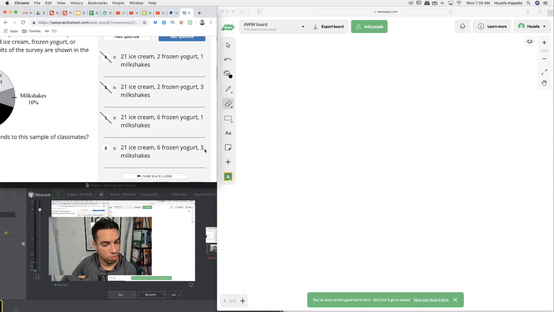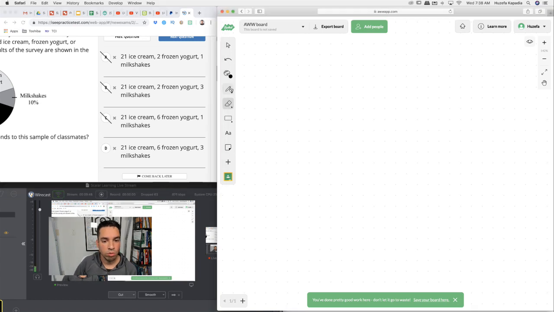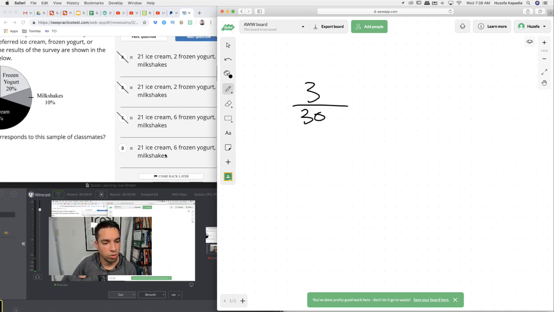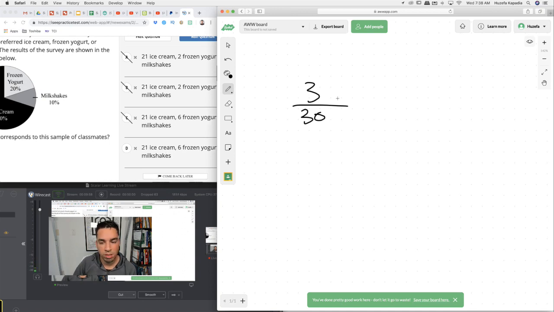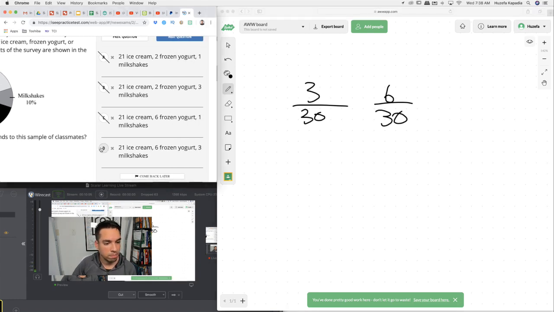3, wait, should be, it's this one. 3 is 30% of 3 plus 6 is 9 plus 21 is 30. So 3 out of 30. That's why I chose 10, because that's easy. I know it's just take away a 0. So 3 out of 30 is 10%. 6 out of 30 is also 20% because it's double this. And then 21 out of 30, it's got to be 70. So this is the only one that works.